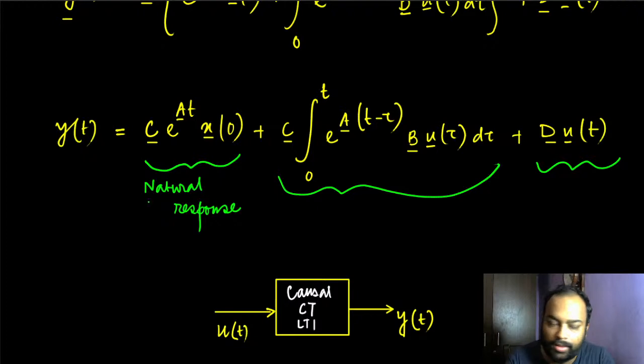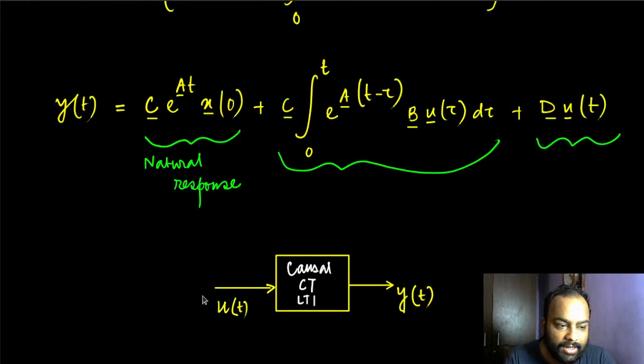Again, as I was saying, this part of the response comes out naturally, which means that it is irrespective of what input was given to the system. This is due to the initial conditions, the initial states that were there before I even gave any input to the system. So this is completely devoid of any input, and that part of the response is known as the natural response.